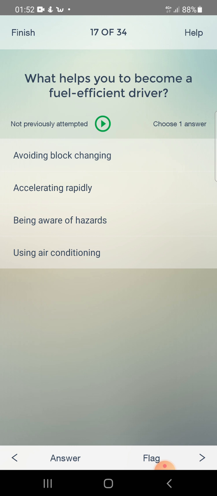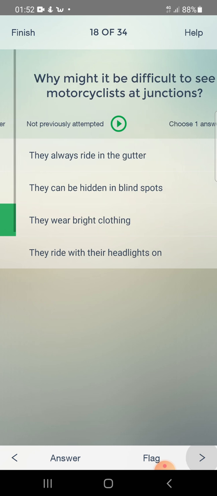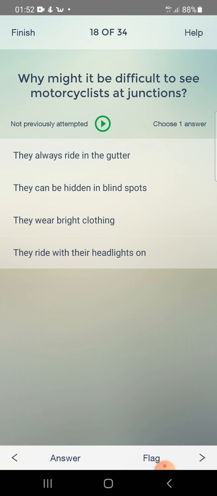Avoiding block changing, being aware of hazard. Why might it be difficult to see motorcyclists at a junction? They always ride in the gutter. They can be hidden in blind spots. They wear bright clothing. They ride with their headlights on. They can be hidden in blind spots.